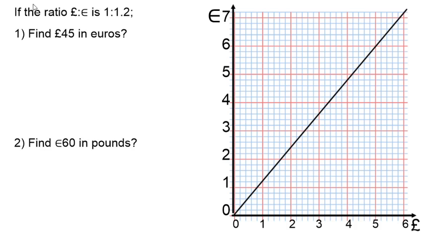So now let's use this ratio. If the ratio of pound to euro is 1 to 1.2, find £45 in euros and find €60 in pounds. Pause, and when you're ready, press play.